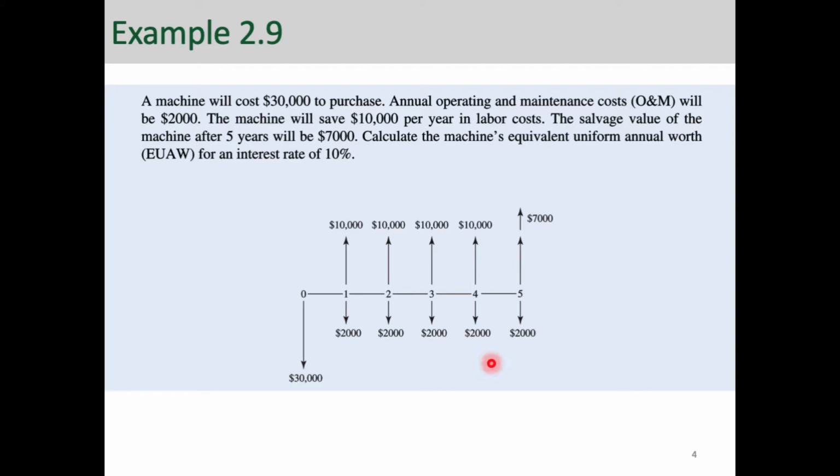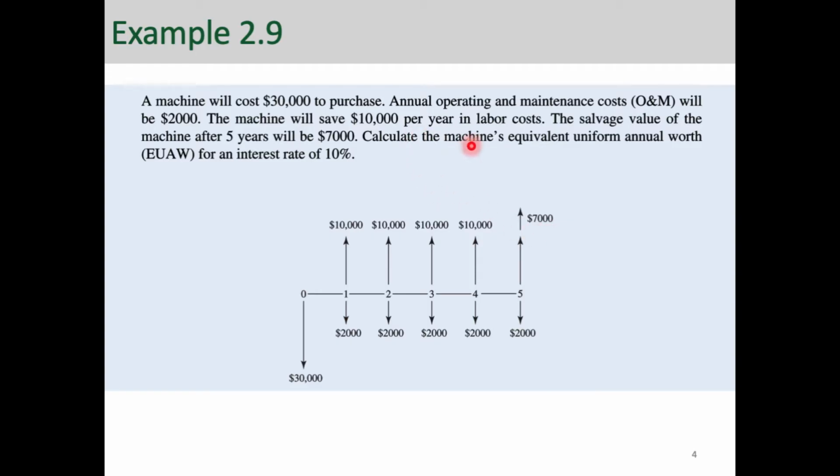Here it says a machine will cost $30,000 to purchase. So we have this $30,000 negative cash flow at year 0. Annual operating and maintenance costs, O&M, will be $2,000. So that's why you have these $2,000 over 5 years negative cash flows. The machine will save $10,000 per year in labor costs. So that's a positive impact that this machine will bring to the project. So you will add $10,000 positive cash flows over 5 years. And the salvage value of the machine after 5 years will be $7,000. That's why you have $7,000 positive cash flow in year 5.